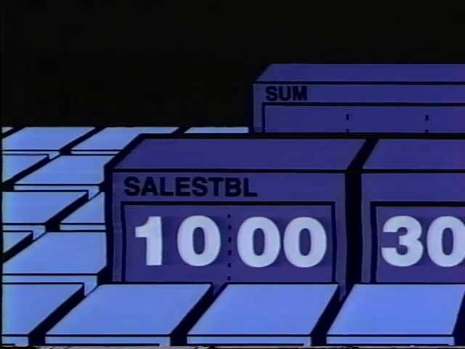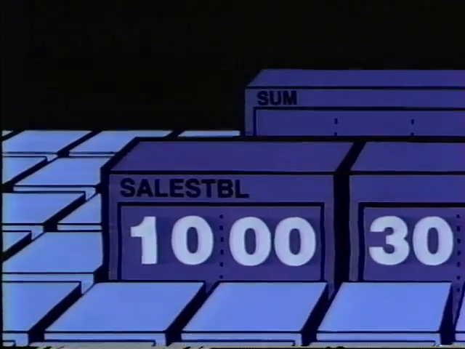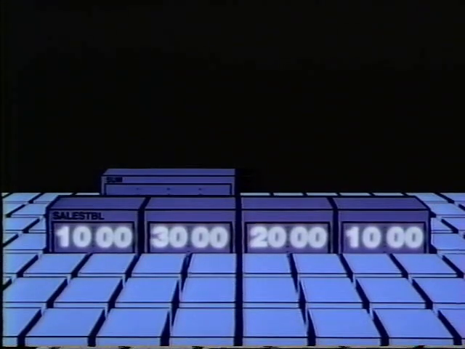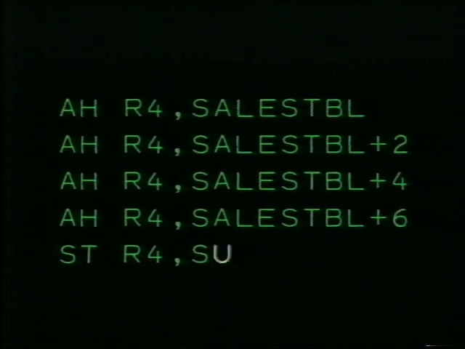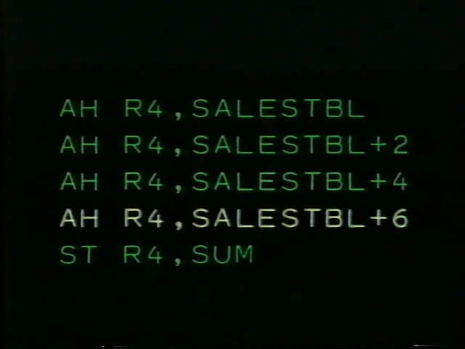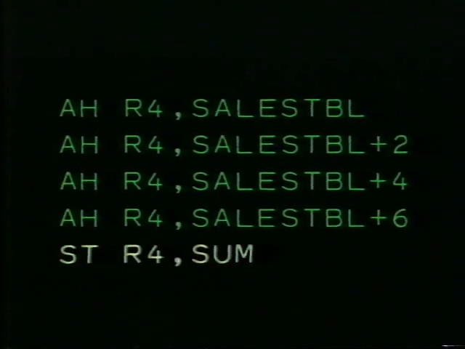A table is just an area of storage with a name and a certain structure. The name of this table is sales table. It consists of a series of half words next to each other in memory. We'll assume that the quarterly figures are already in the table. Here's a section of code that could do that job. We'll assume register 4 has been cleared to 0. We add the first value, then the next half word, then the third half word, and finally the fourth half word. Then we store the total into the field named sum.